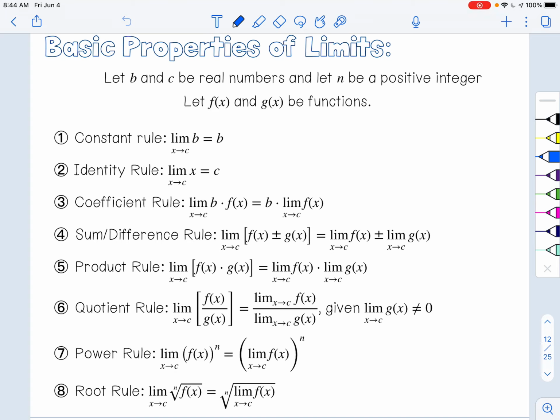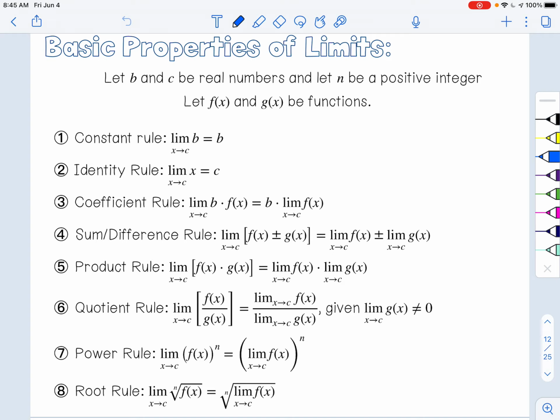The sum and difference rule kind of makes a little bit of sense, right? You can split up the addition or subtraction of two functions into two separate limits and then just add or subtract their values. Same thing for the product rule. You can take the product of two functions, split them apart, take the limit of each of them separately, and then multiply them together to get your answer. It works the same way for quotients. For division, the only stipulation is that the limit of the bottom function cannot be equal to 0, because then you're undefined. It works the same way for powers and roots as well.